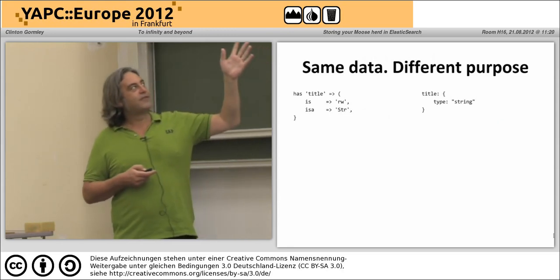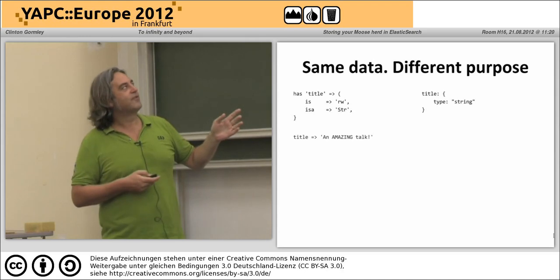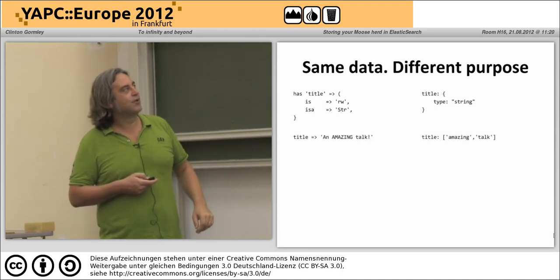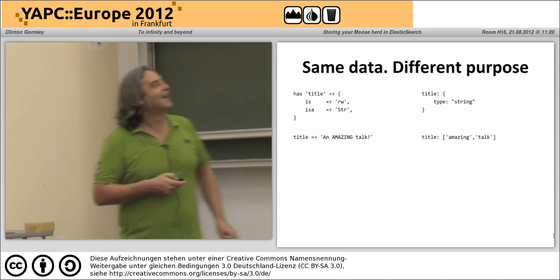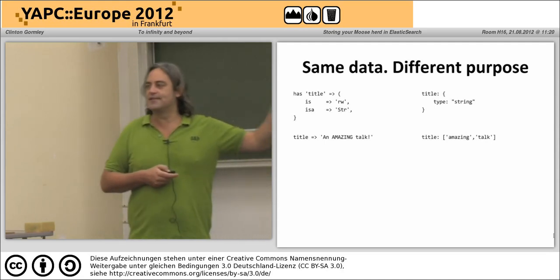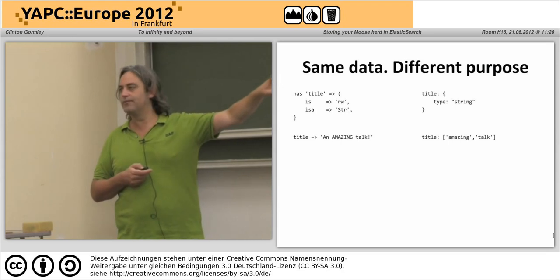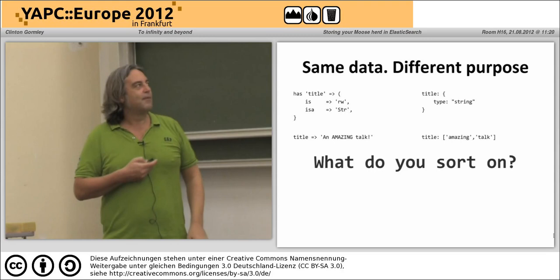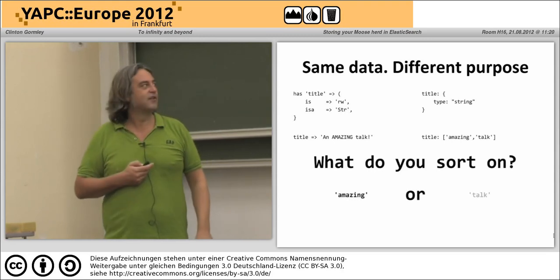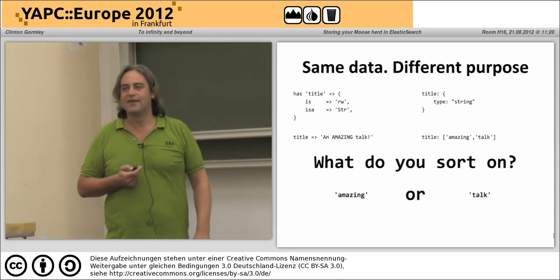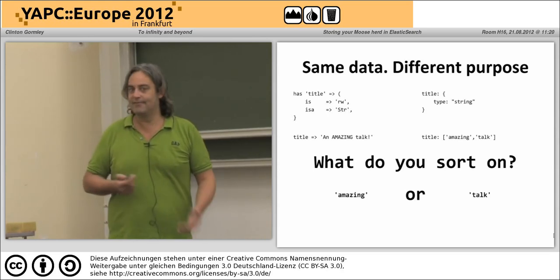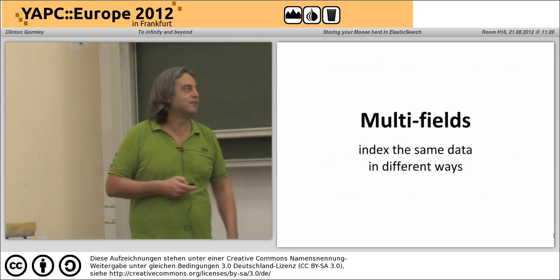Sometimes you use the same data for a different purpose. We've got a title, An Amazing Talk. That would get analyzed to the two tokens, amazing and talk. It drops "an" because it's a stop word. But now you want to sort on the title field. So what do you sort on? It's a multi-value field, and you can't sort on those because you would be choosing one at random.